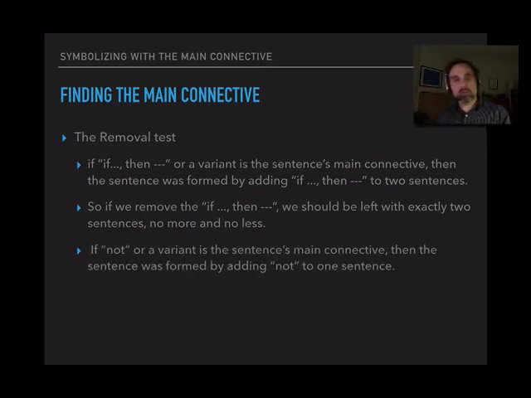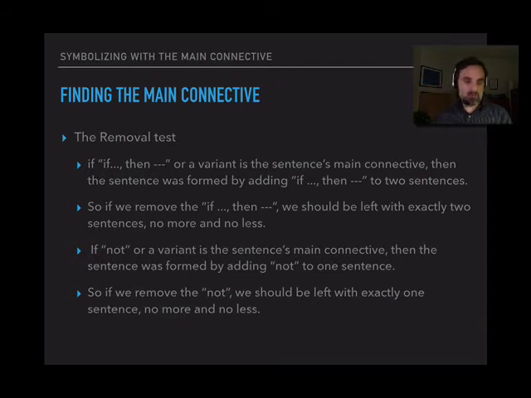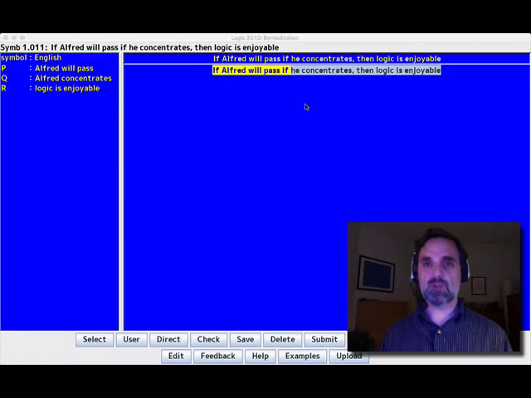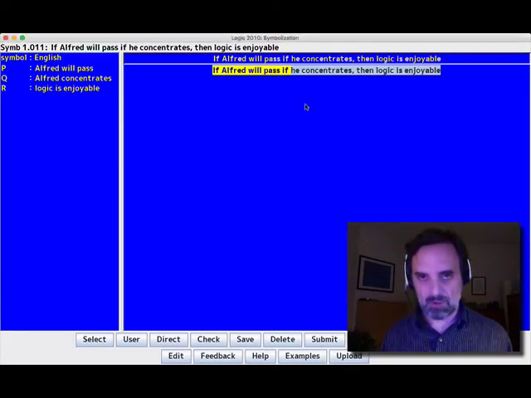And if a not or variant, like it's not the case that, is the main connective, then how does that work? We add the not to one sentence, so when we take the not away, if we're left with exactly one sentence, then the not is the main connective. So that's the way in which main connectives work, and the way in which we can find them is by asking what happens when I remove it. I'm going to demonstrate this technique on some symbolization problems. I'm going to give us some straightforward examples of how we would use this removal test, just to make sure we get the sense of how it works.